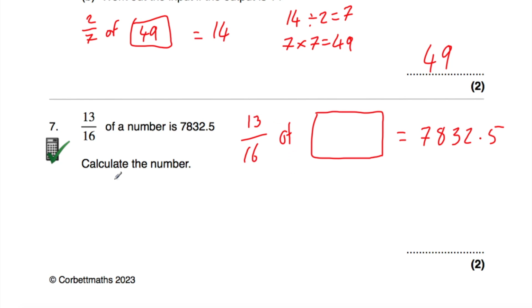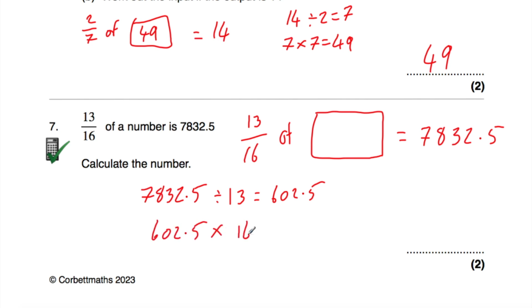So let's work backwards. Let's take our 7,832.5. We'll divide by the top, so we'll divide by 13, and that's equal to 602.5. So we've divided by the top, now we're going to times by the bottom. So 602.5 multiplied by 16, and let's see what we get. And that's equal to 9,640. So the answer is 9,640.